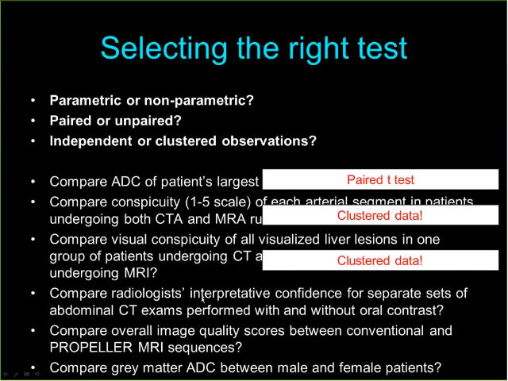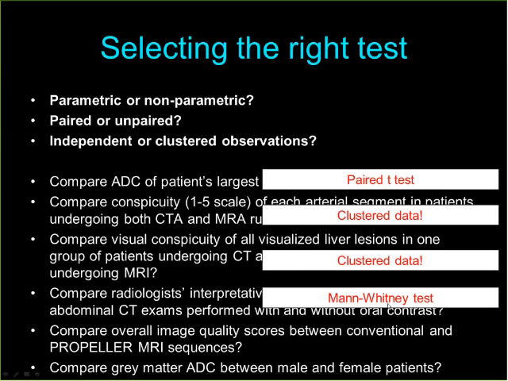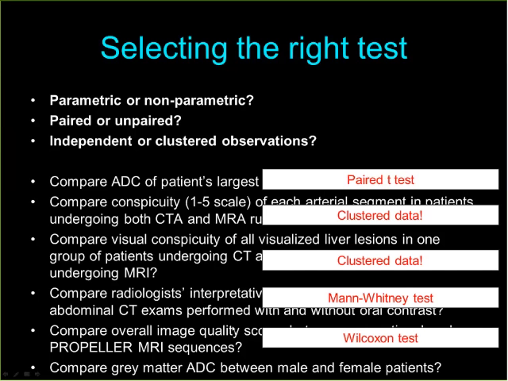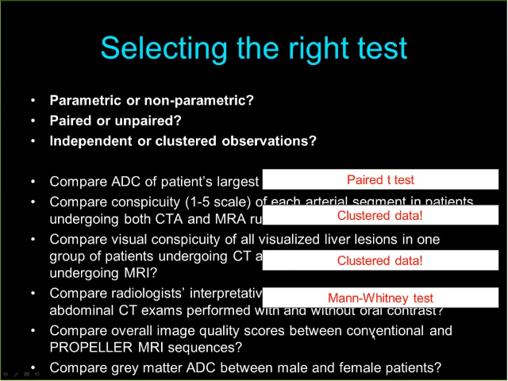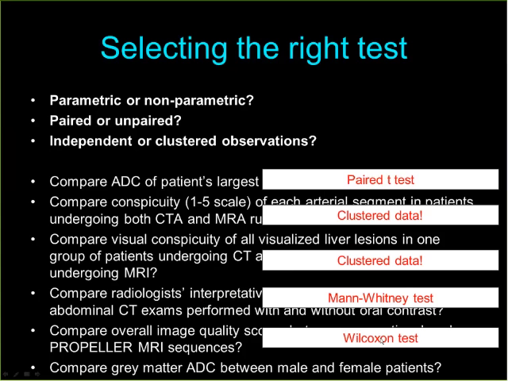In this next case here, when we had interpretive confidence, this was non-parametric data, but it was two different patient cohorts, so this was unpaired. That would be a Mann-Whitney test. In this next case here, we had subjective image quality score, so it was non-parametric, but it was paired data. It was the MR sequences done in the same patients, so this would be the Wilcoxon test, a paired non-parametric test.